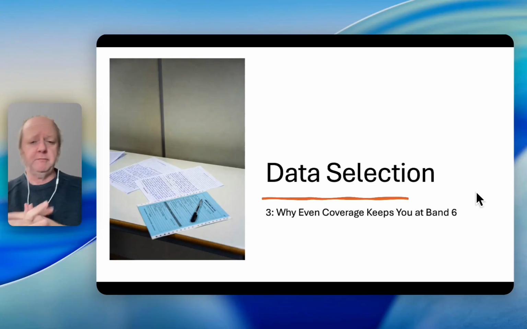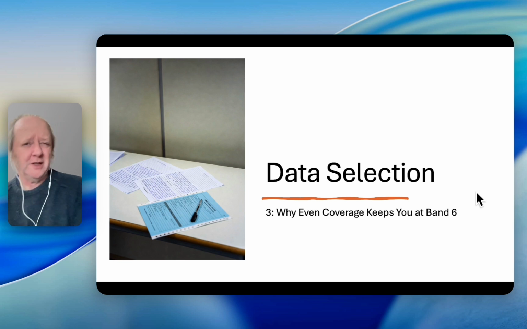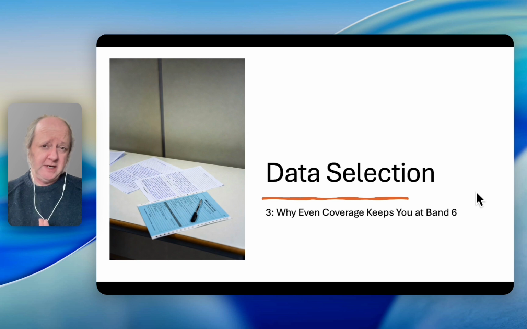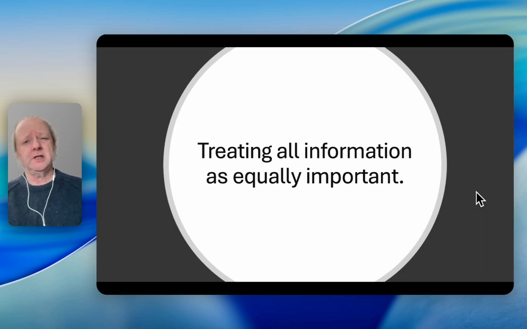Previous episodes, we've been talking about writing task one and why many candidates, even though their English is good, get stuck on band six. Today, I'm going to look at another reason why that may be happening, and that's even coverage. Why even coverage keeps you at band six. So what does even coverage mean?